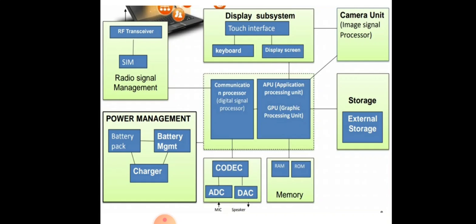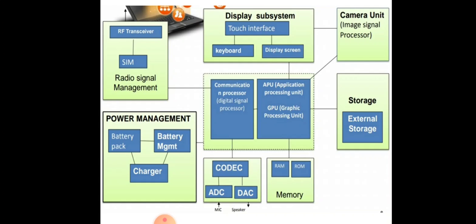Then we have a communication processing unit. The communication processing unit is the unit which controls the call making and receiving mechanism on a smartphone. It coordinates with middleware software present inside a mobile phone and is composed of a digital signal processor that coordinates with transceiver or a receiver and audio subsystems.